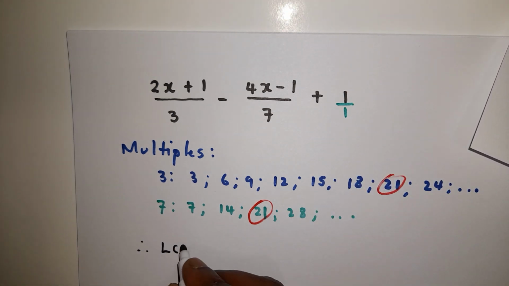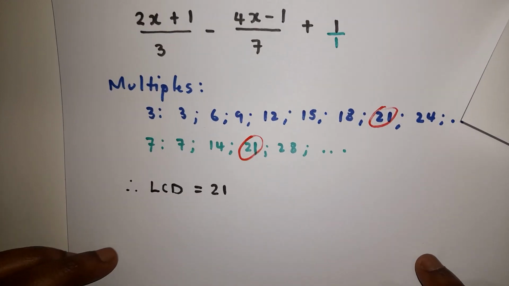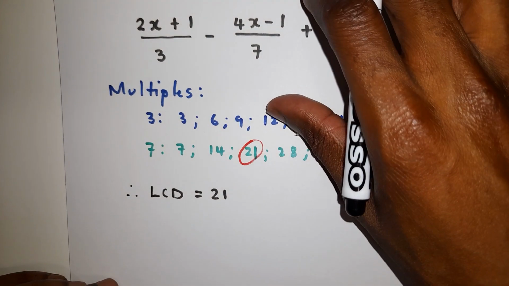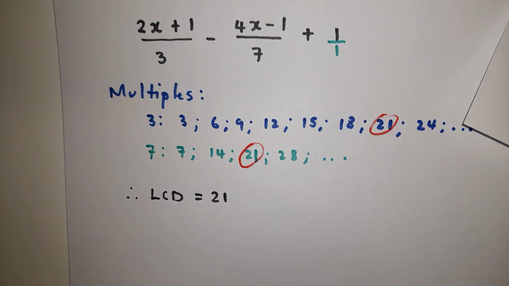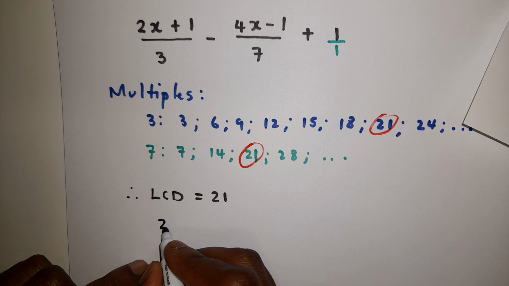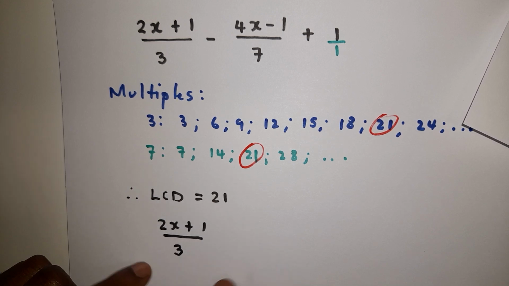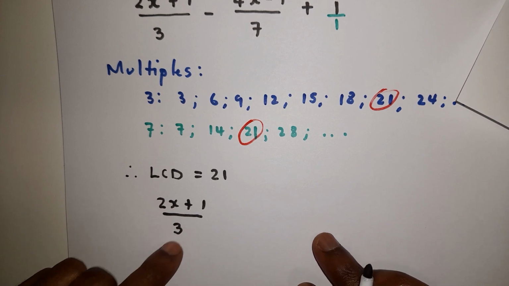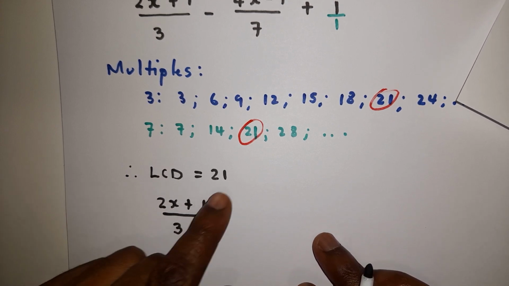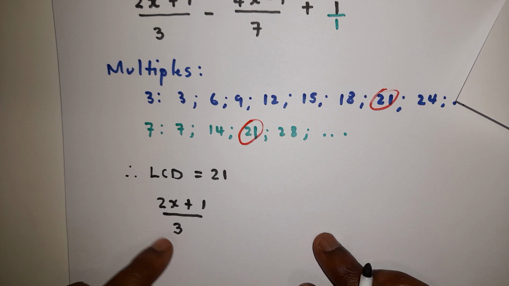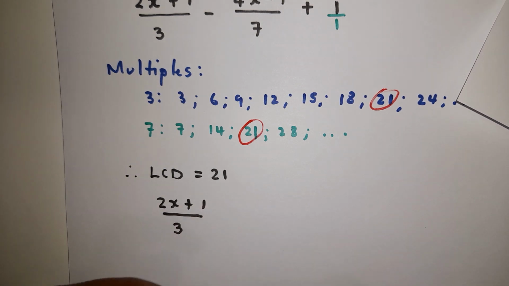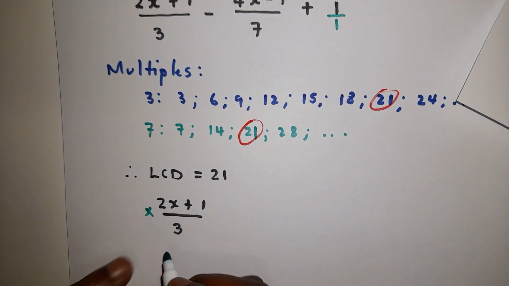Therefore, LCD is 21. What does this mean, grade 10s? It means I'm going to make sure that all the denominators are 21 before I can add them. So now, looking at 2x plus 1 divided by 3. I see already here my denominator is a 3, but I want it to be a 21. So what do I need to multiply this by to give me a 21? I need to multiply it by 7.